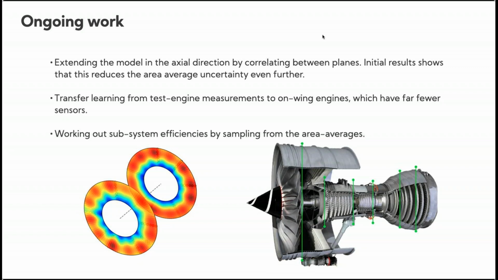Just because of weight constraints and measurement paraphernalia constraints, you would have far more instrumentation in an on-ground tested engine versus engines that fly in the air. So we're trying to see if we can learn more from what's happening on the ground to infer what's happening in the air.